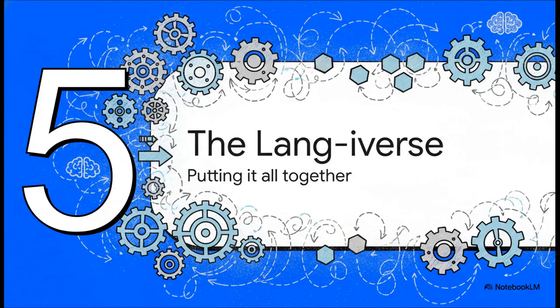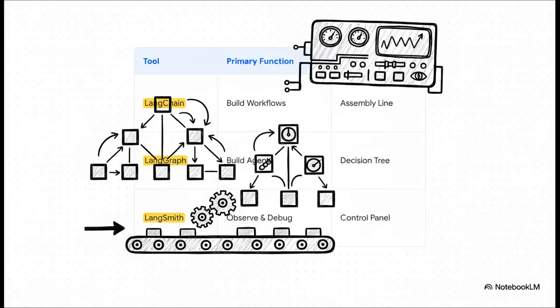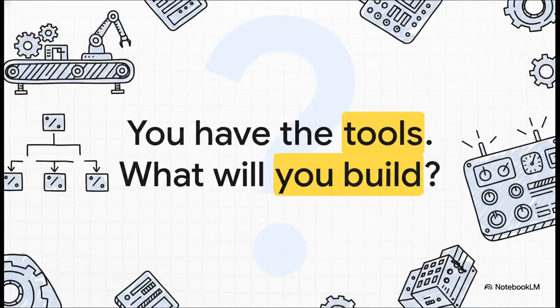Okay, so we've looked at all the individual pieces. Now, let's just zoom out for a second and see how they all snap together to create this complete system for building and managing your LLM applications. This chart right here really says it all. LangChain is your assembly line, perfect for building those simple linear workflows. LangGraph is your dynamic decision tree. It's for building complex, cyclical agents that can actually reason and adapt. And LangSmith, that's the control panel for the whole factory, giving you the visibility to monitor, debug, and improve everything you've built.